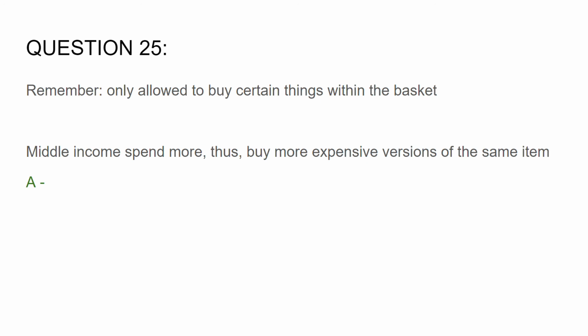B, stay within their budgets. We have no idea what the budgets of these people are. It doesn't tell us that, so we don't know if they're staying in their budget or not. C, meet their family's needs. We have no idea if their family needs are being met. They could be buying everything in that basket of goods and their family needs are still not met. We don't know that. And then incur unforeseen expenses. We have no idea. So that's why the answer is A.